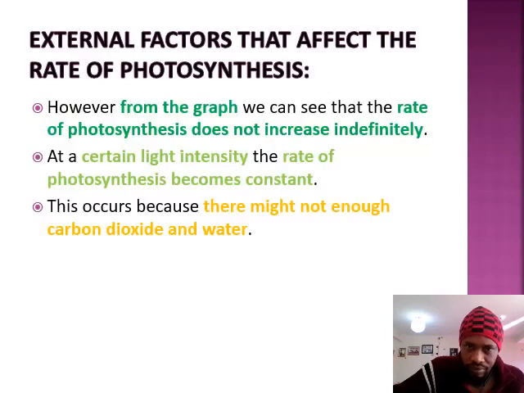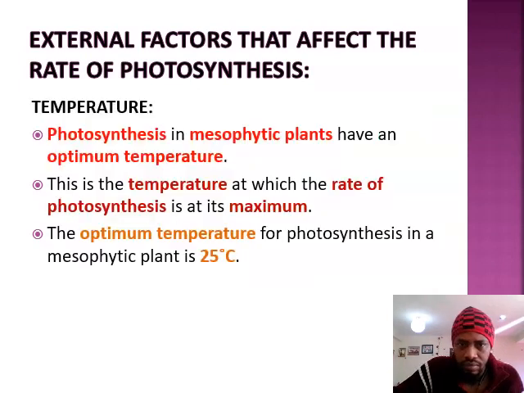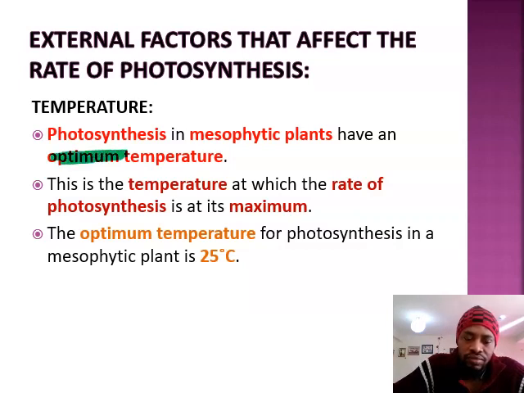Now, the last external factor that affects the rate of photosynthesis is temperature. When we say temperature, it doesn't necessarily mean high. It could mean low temperatures as well. But as far as temperature is concerned, we will be talking about an optimum temperature. The optimum temperature is the temperature at which the process of photosynthesis occurs at its best.